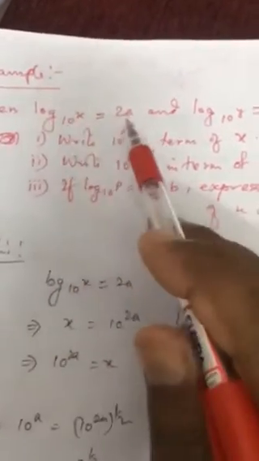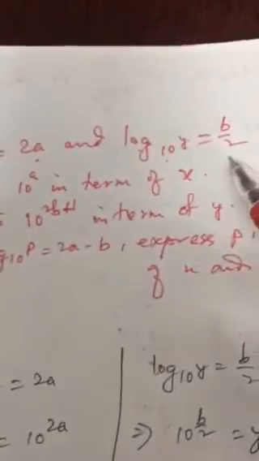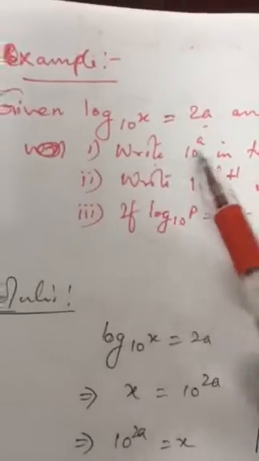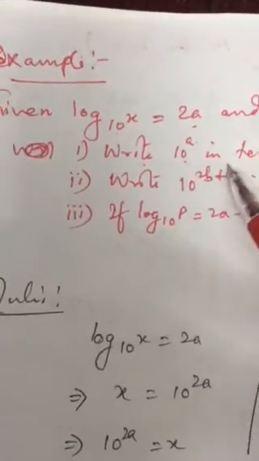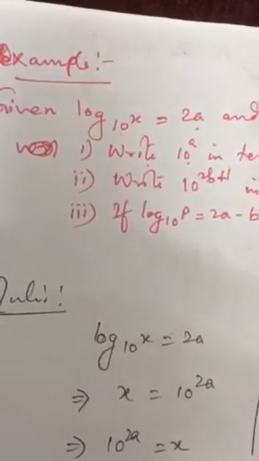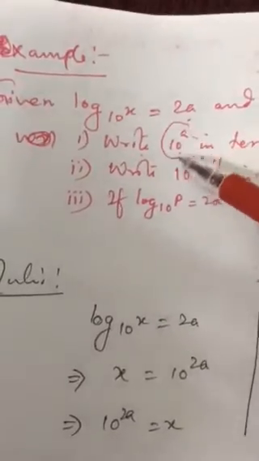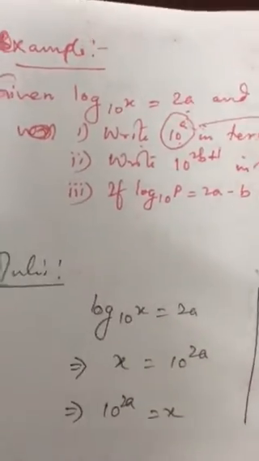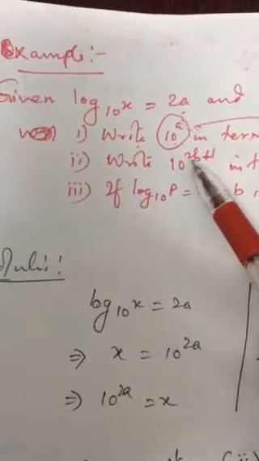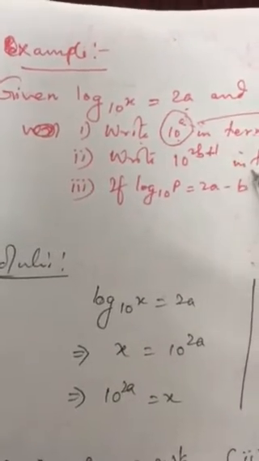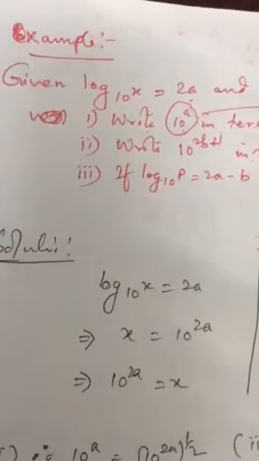One question is here, which I have solved. Try to understand. Given: log of x to the base 10 is 2a, and log of y to the base 10 is b/2. Write 10^a in terms of x, and 10^(2b+1) in terms of y.